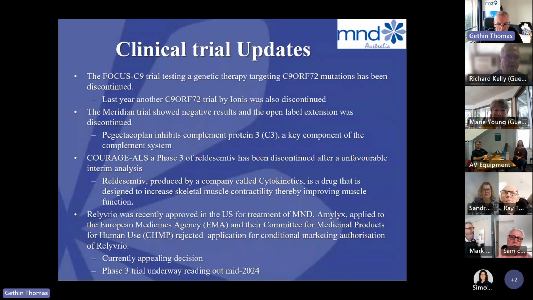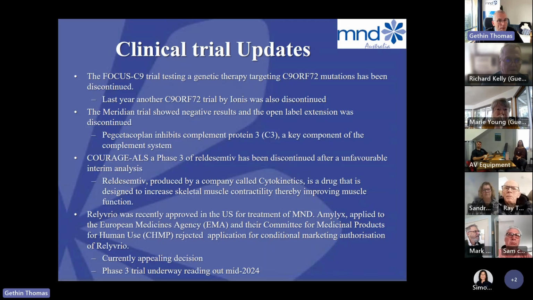Some clinical trial updates. Obviously, everyone always has an interest in that. I'll start with the bad news, unfortunately. In the last few months, a few clinical trials have been stopped and pulled because they weren't working, basically. The Focus C9 trial, part of this was happening in Australia.